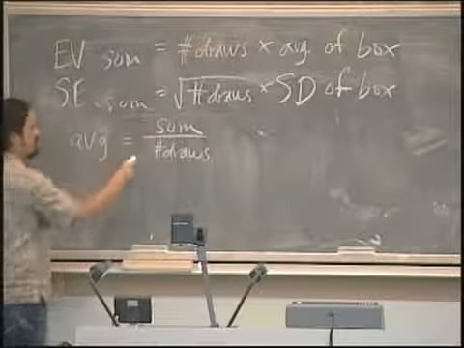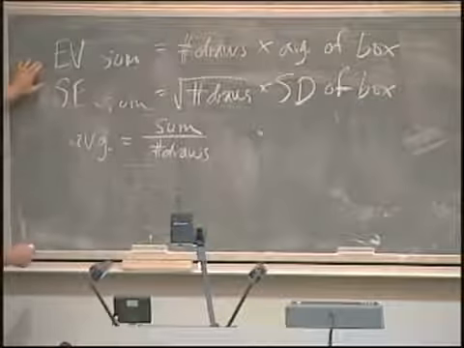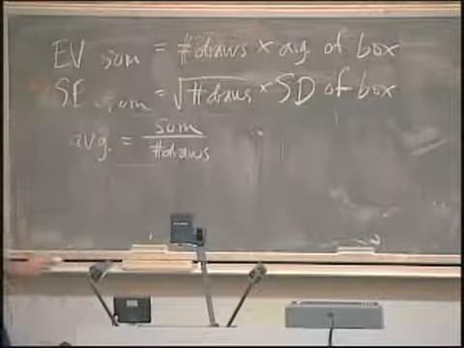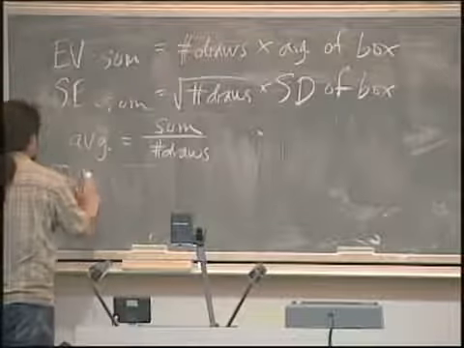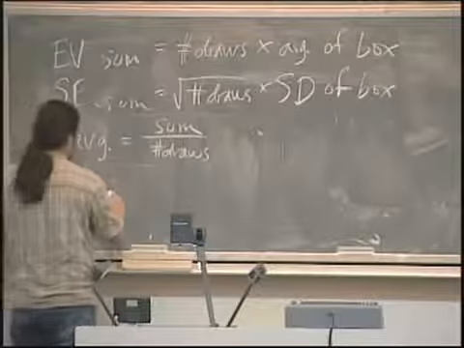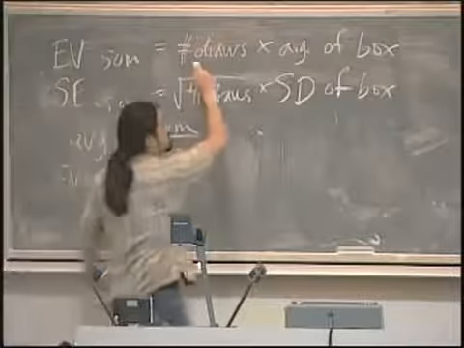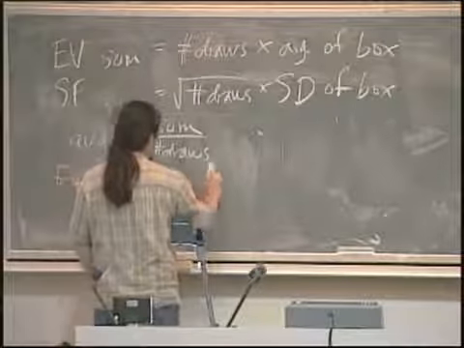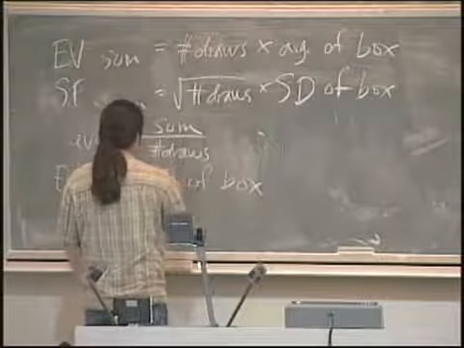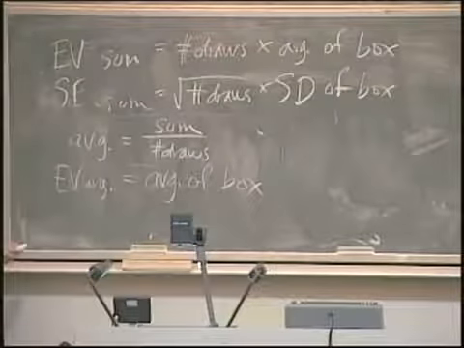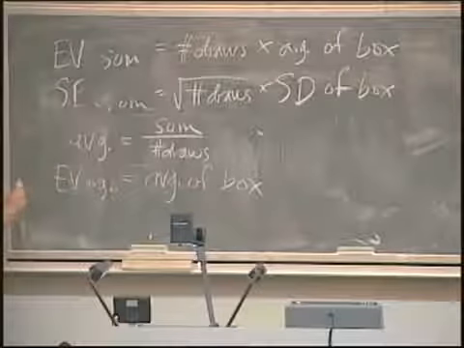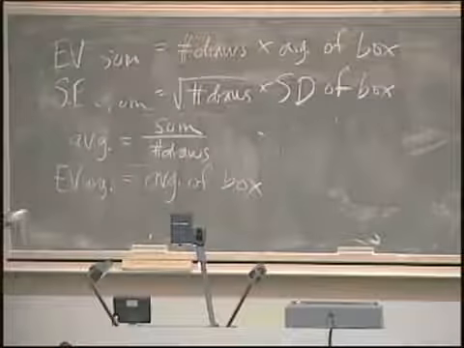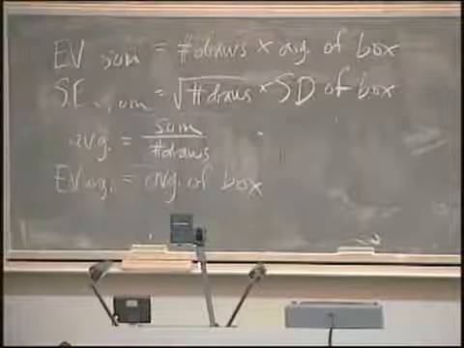The average is equal to the sum divided by the number of draws. And the formula for the expected value and the formula for the standard error, you can get just by dividing these formulas by the number of draws. So for the expected value for the average of the draws, we divide by the number of draws, and we simply get the average of the box. Intuitively, I think that makes sense. I'll talk through an example about why that should be true. If you draw tickets from a box and take the average of your draws, the average of all your draws should be somewhere around the average of the box, roughly.